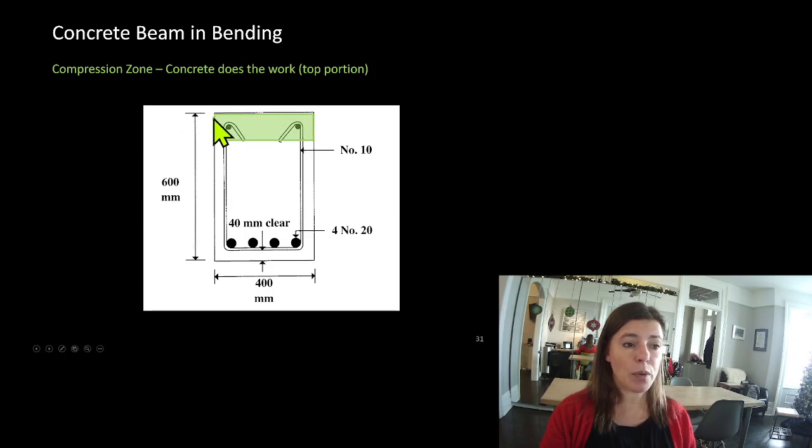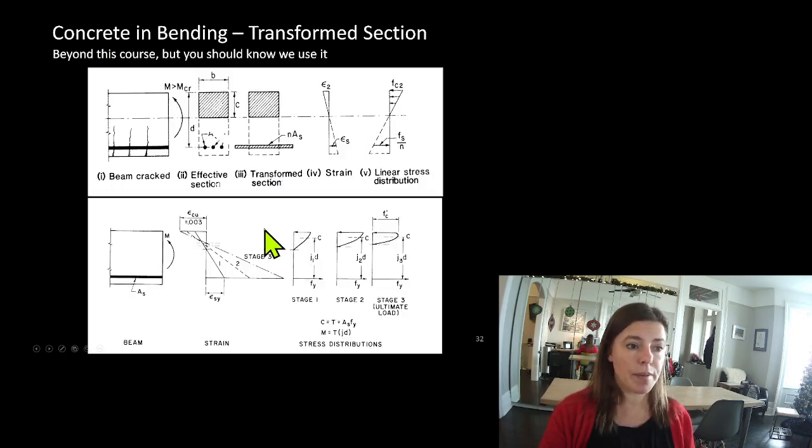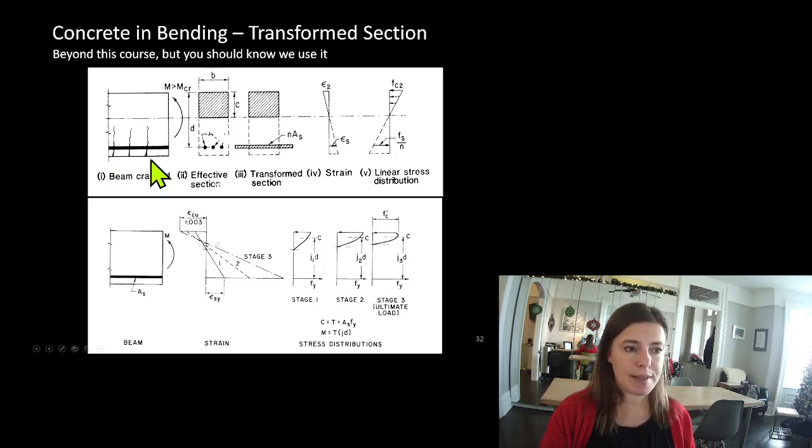The compression zone, the concrete does the work. Most of the time, that's the top portion. The tension zone, the steel does the work. So let's take a look. We have our concrete cracks down here because it has zero capacity in tension. These cracks propagate. The steel is right here, and our concrete is up here doing all the work of the compression.